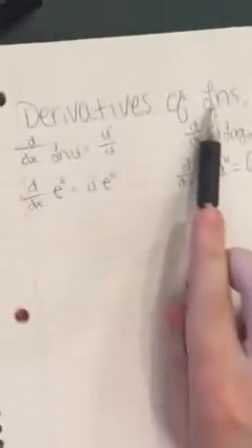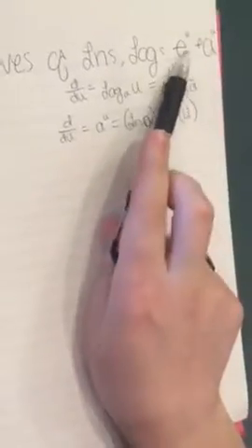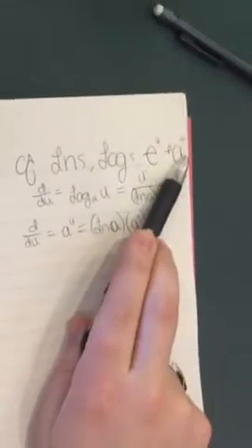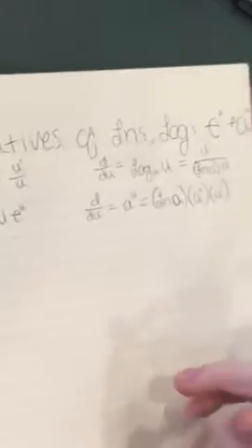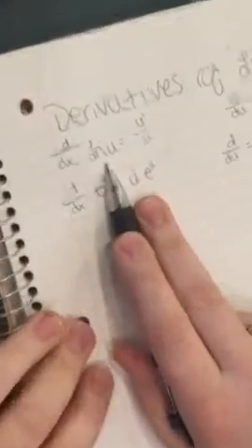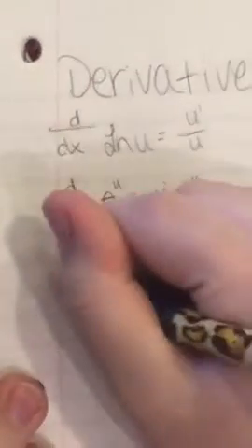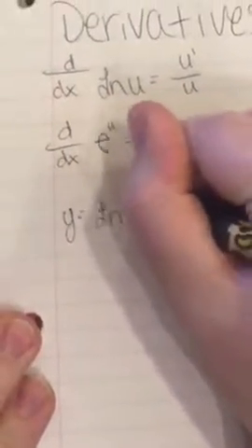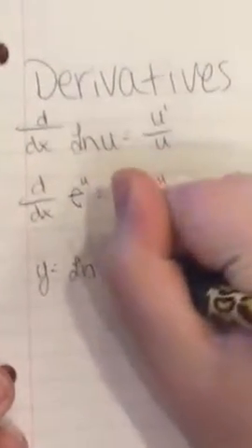Alright, today we're talking about taking the derivative of ln's, logs, e to the u, and a to the u functions. So, let's get started right off the bat with some examples of ln functions. So, we have y equals the ln of (3x minus 5) over (x plus 1).